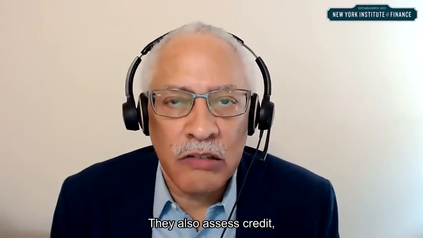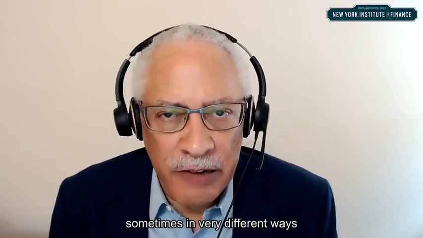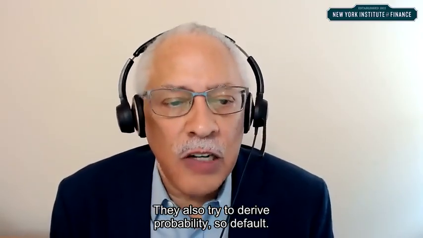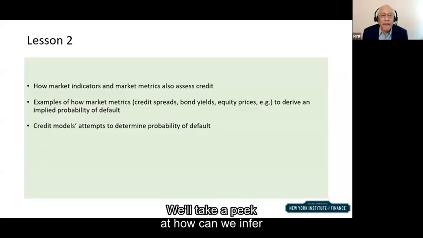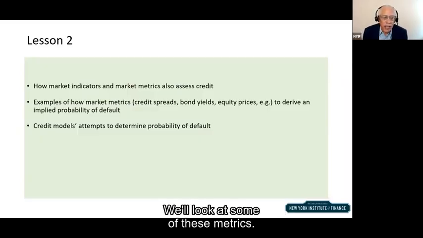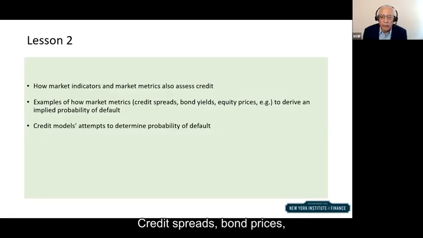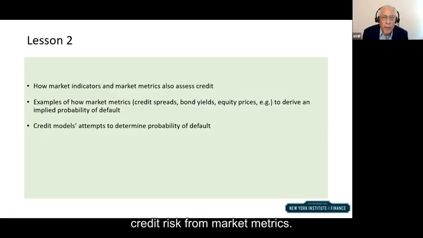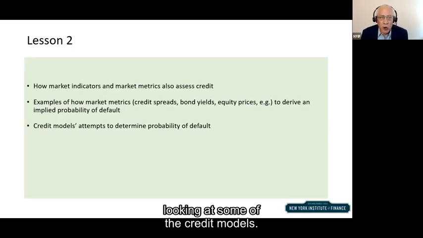They also assess credit sometimes in very different ways, using different types of metrics. They also try to derive probabilities of default. So we'll take a peek at how we can infer a probability of default based on the metrics and phenomena that they follow. We'll look at some of these metrics: credit spreads, bond prices, equity prices, and look at trends. As I said, what we're trying to do is discern credit risk from market metrics. And then we'll end this lesson looking at some of the credit models.